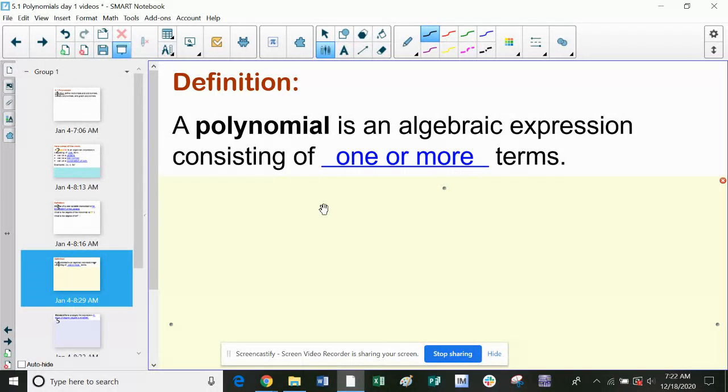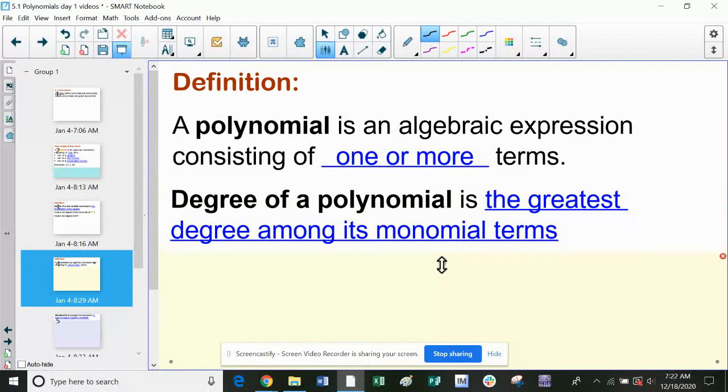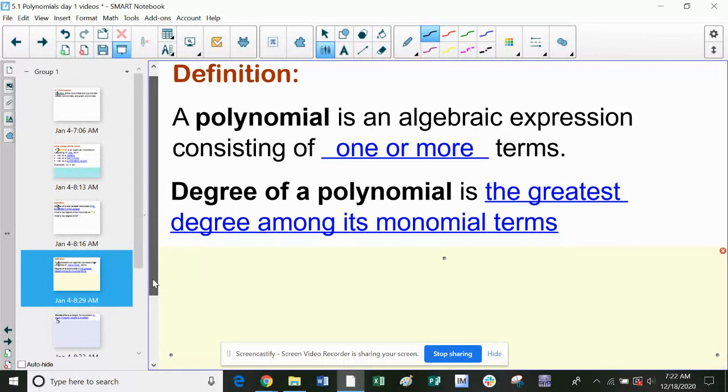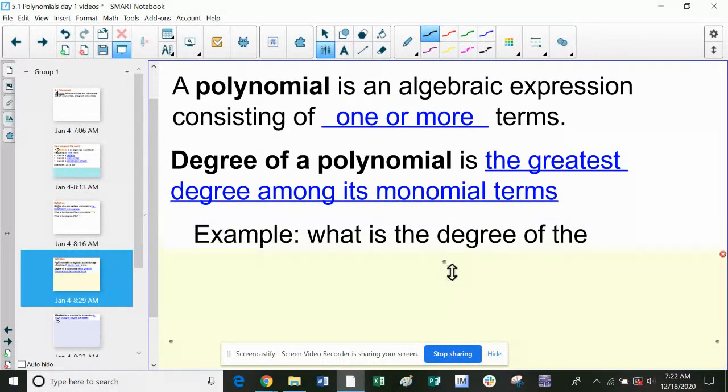Now, a polynomial is an algebraic expression consisting of one or more terms. So a monomial is a polynomial, but not all polynomials are monomials. The degree of the polynomial now, because you have multiple terms, is the greatest degree among the individual terms. So you're going to look at all the different terms and figure out which one has the biggest exponent.